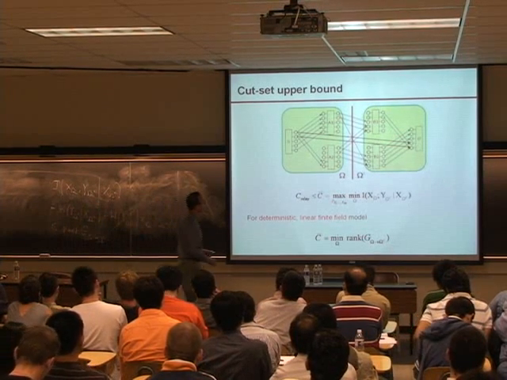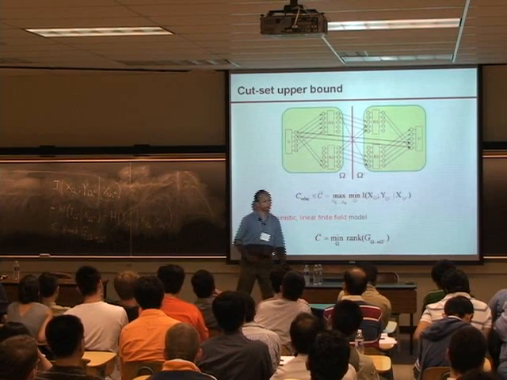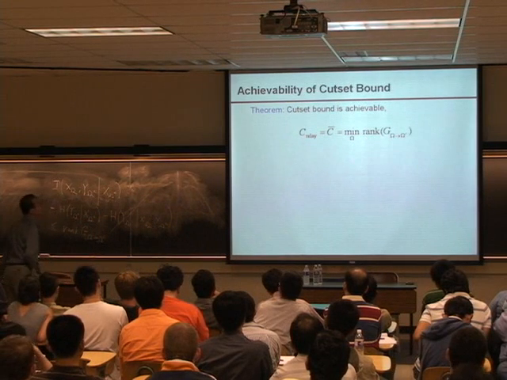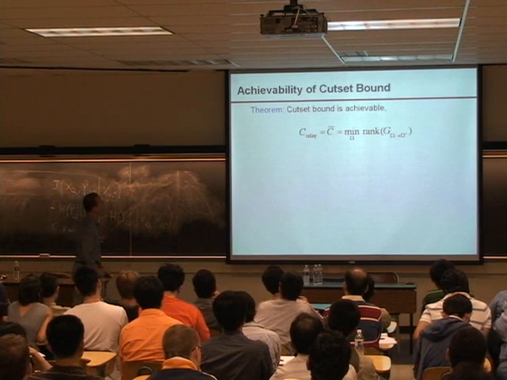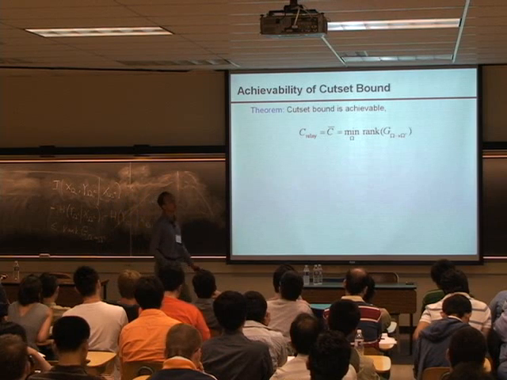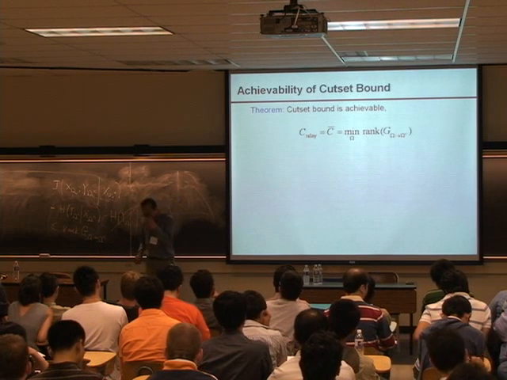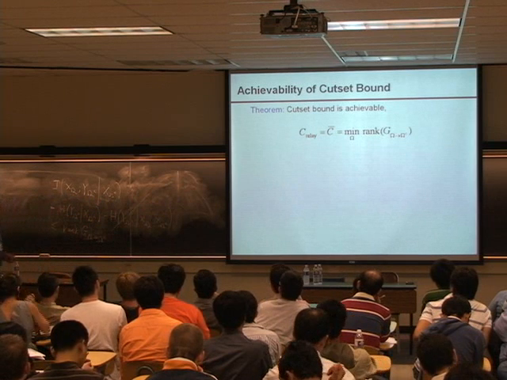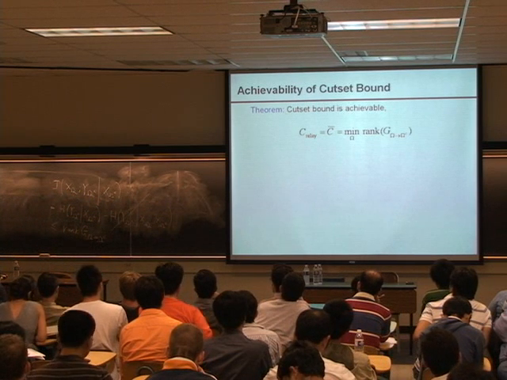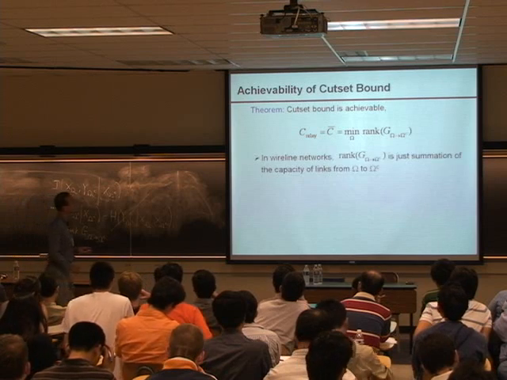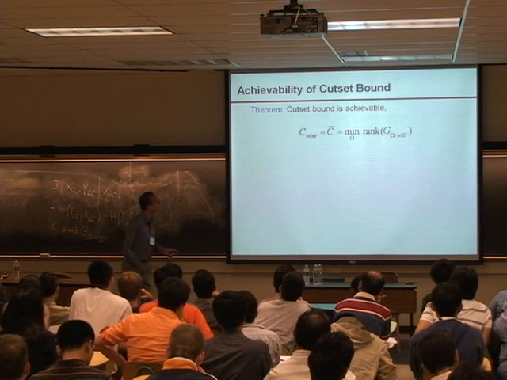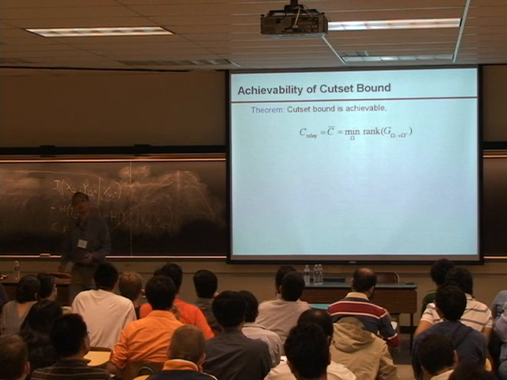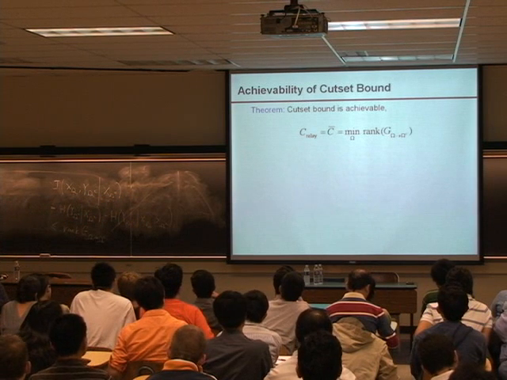So good. We have a nice expression for this Cutset bound, and now the theorem is that this Cutset bound is actually achievable. Okay. In other words, the capacity of the relay deterministic channel is equal to this Cutset bound, which is given by the minimum over cuts of the rank of this matrix. Okay. Now, let's see what this minimum over omega of the rank of G omega is.